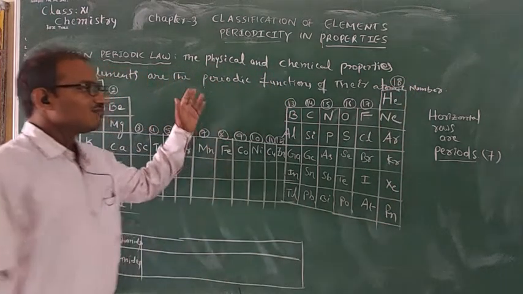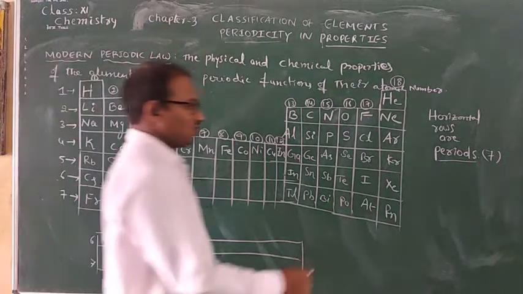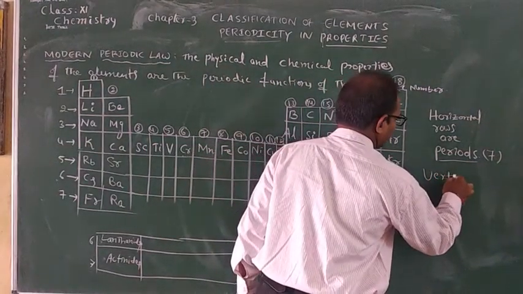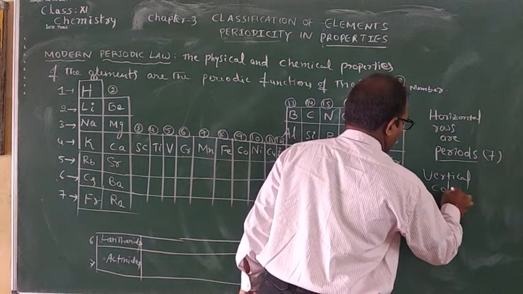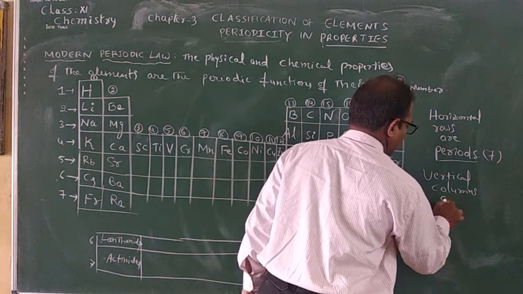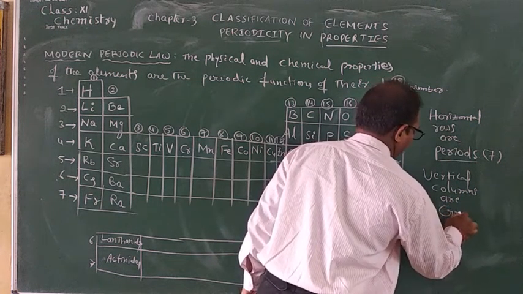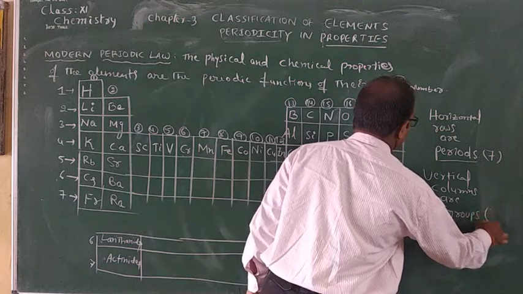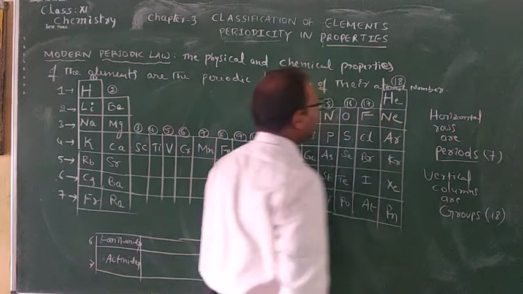These vertical columns are called groups. Vertical columns are groups. So how many groups are there? You can find out: 18 groups.